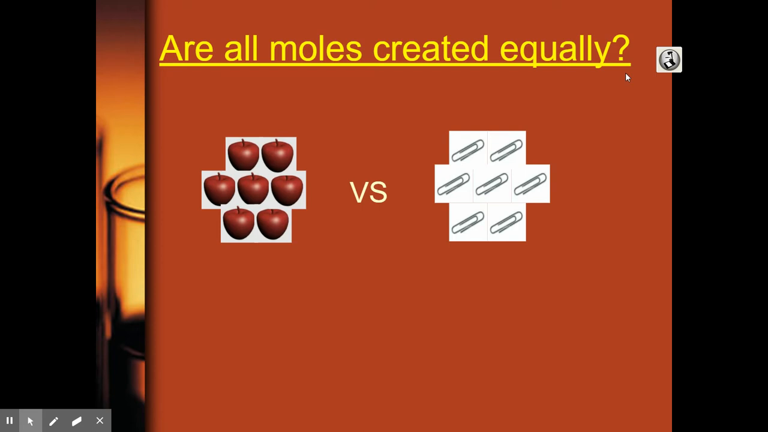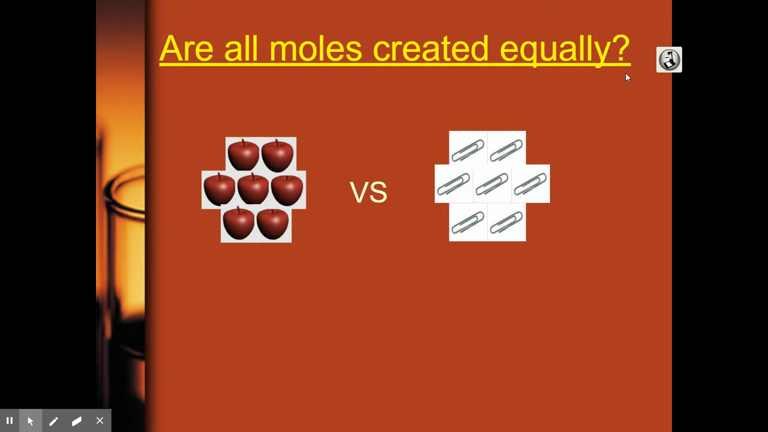Sometimes things you measure, you kind of indirectly count them by their mass because it's too tedious to count them individually. So if I had 7 pounds of paper clips and 7 pounds of apples, would I have the same number of apples and paper clips? I think everybody would understand that no, we would not. We would actually have more paper clips than apples because a paper clip has a much smaller mass than any apple.